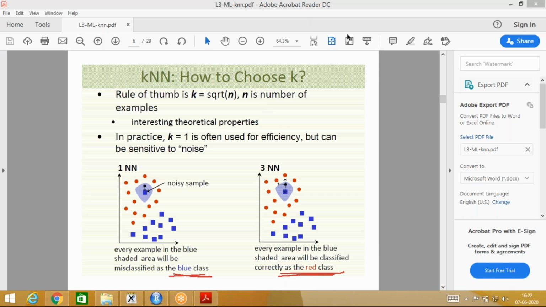That's why the name is KNN. KNN means K nearest neighbor, and K stands for how much you take K. So when you take K equal to 3, it is 3NN. When you take K equal to 1, it is 1NN.